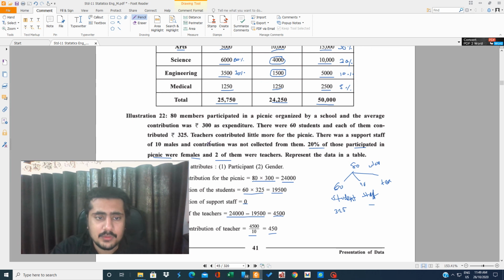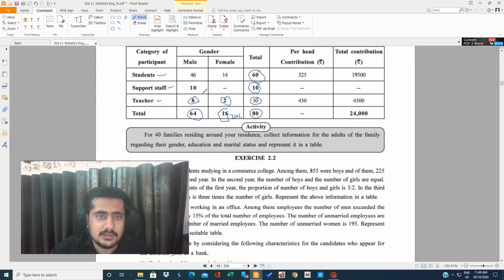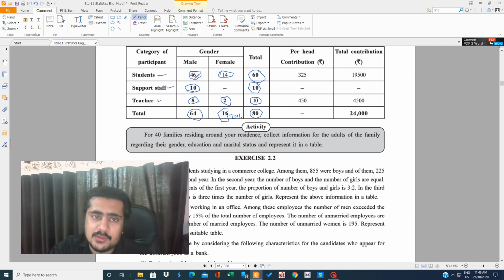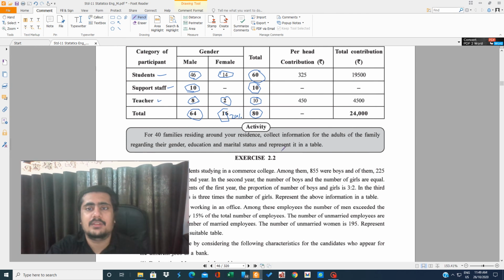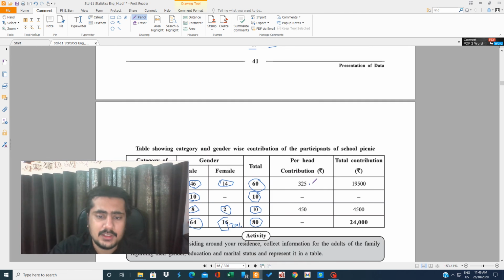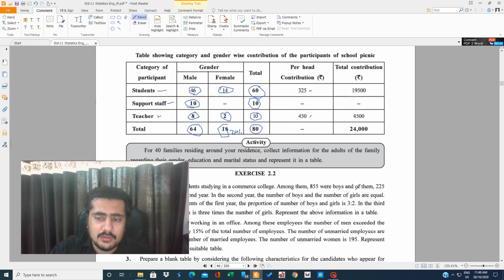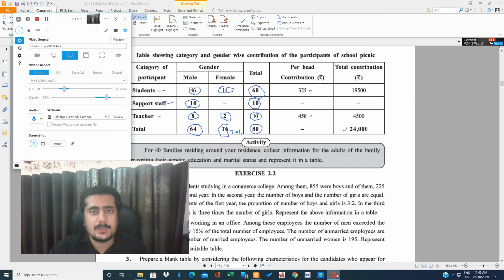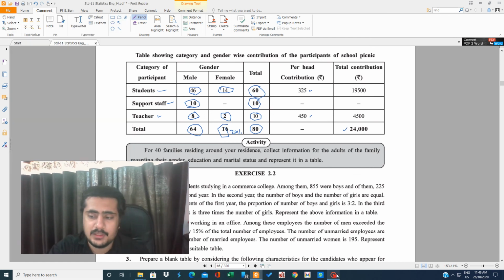They have told you that there were 10 male support staff. So in support staff, all were male. No female was there. So total 14 female students were there and 46 male students. Now per head contribution we have found, and the total must be 24,000.